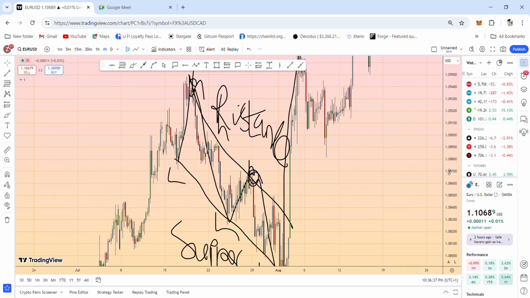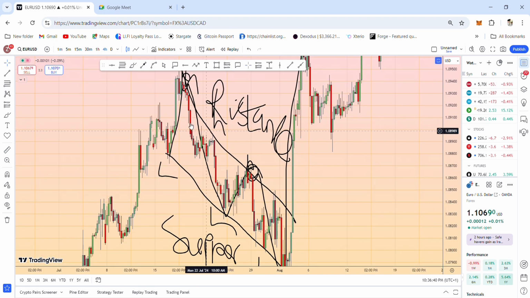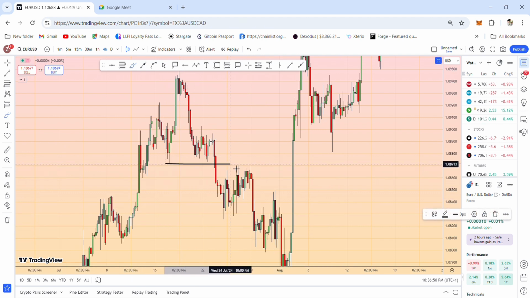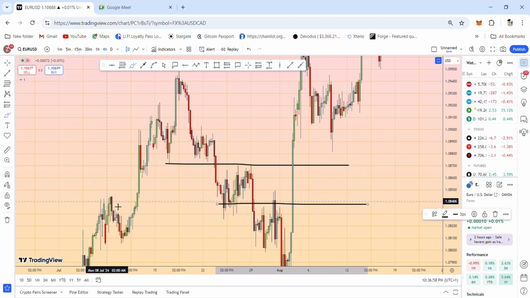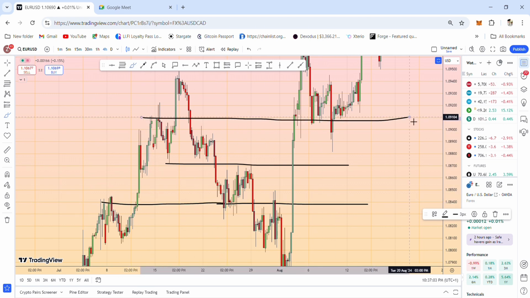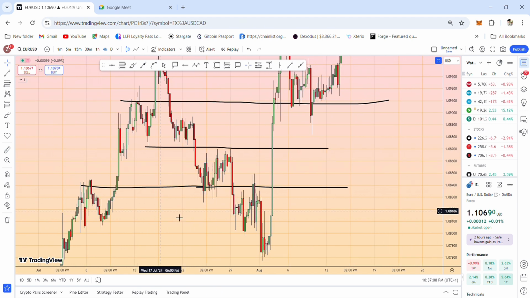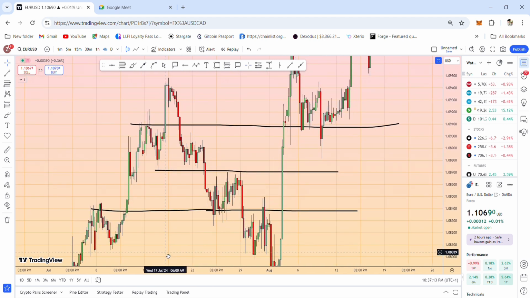Now we see that with this price action here, we have our support level at this point. Sorry, let me try to raise it. We have our support level at this point. We have another one here. This one's here. We have another one here. So each of these lines are horizontal support levels where price reacted.